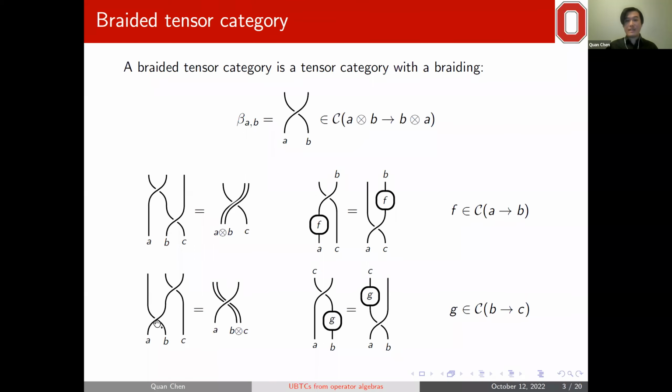And the other one, you braid A and B first, and then A and C. It should be same as A braided with B tensor C, and also this one. All right. So far, so good.